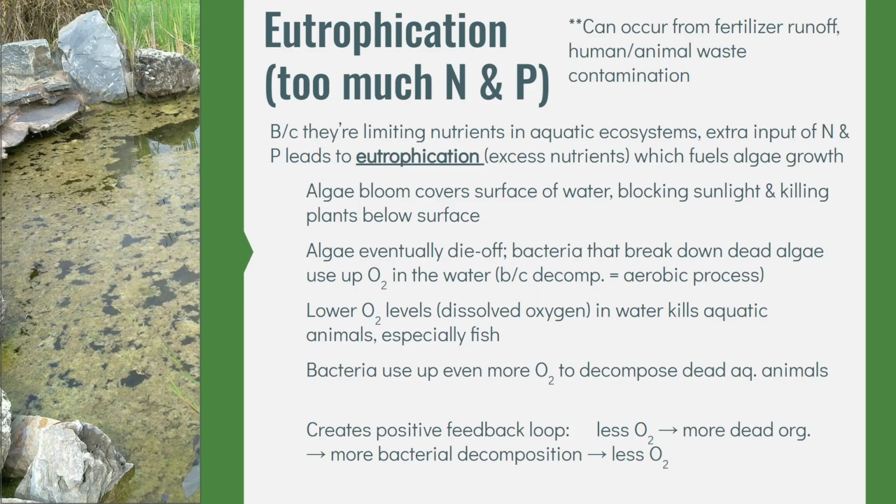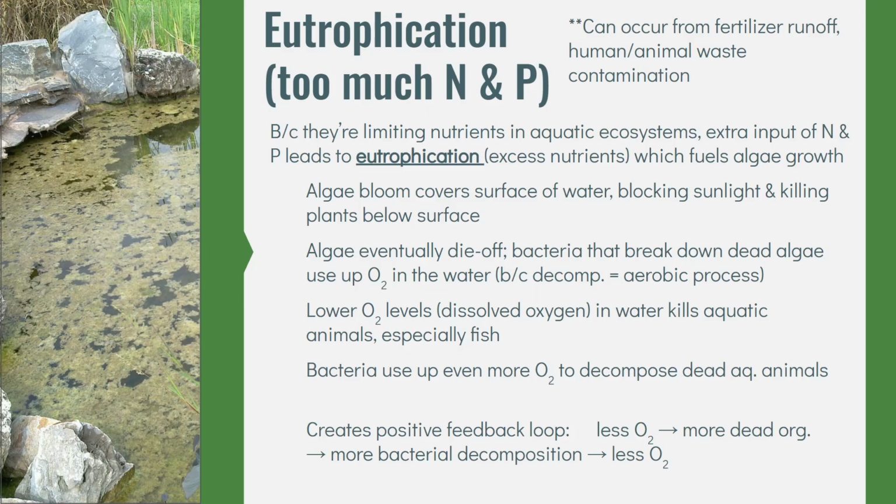Now that the surface of the water is covered by these algae that block the sunlight from reaching the plants below the surface of the water, those plants die. The algae themselves eventually die off, and then the bacteria in the water use up oxygen to break down the algae and the other dead plants. The reason that they use up the oxygen is because decomposition is an aerobic process, so it requires them to use oxygen. This loss of oxygen results in the death of other aquatic species, especially larger fish species that have high oxygen requirements. Then the bacteria break down those dead organisms, and that uses up even more oxygen.